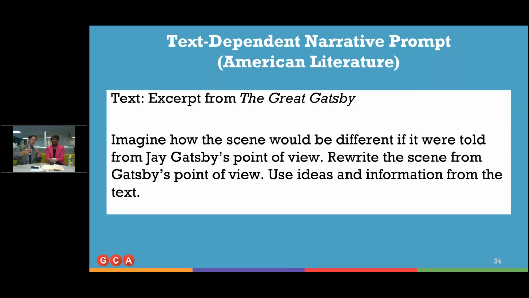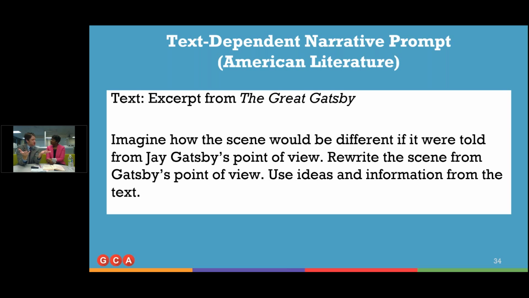This was a cool classroom example that a group of American Lit teachers came up with, and I said, do you mind if I share this out? And they said, absolutely. The advantage here is that they had been reading Great Gatsby with their students, and so they had local knowledge of their students' engagement with this particular text. So we saw this last time.